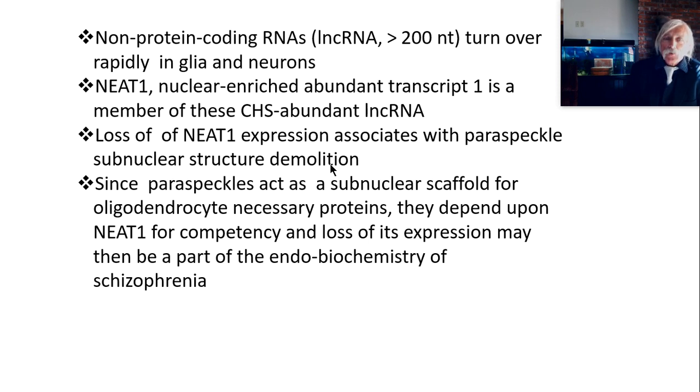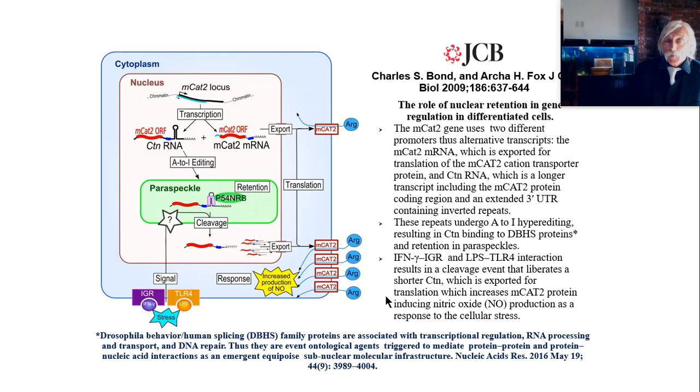The paraspeckle is a subnuclear structure. So when you lose NEAT1 expression, the paraspeckle structure, which is a subnuclear structure inside the nucleus of, for example, an oligodendrocyte, gets destroyed, breaks down. Since paraspeckles act as subnuclear scaffolds for oligodendrocyte-necessary proteins, they depend upon NEAT1 for competency, and loss of its expression may then be a part of the endo-biochemistry of schizophrenia. That's what they're getting at in this paper.